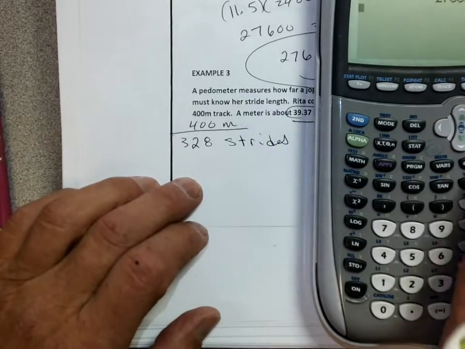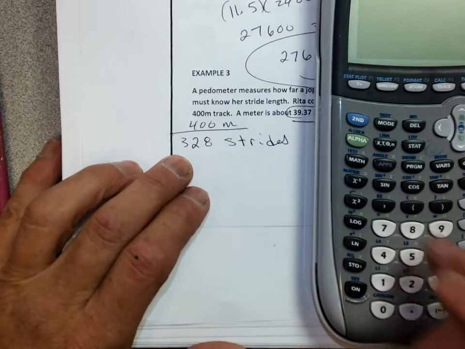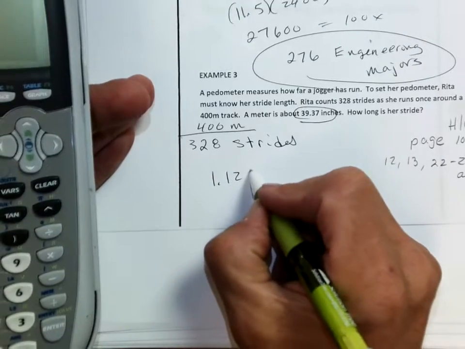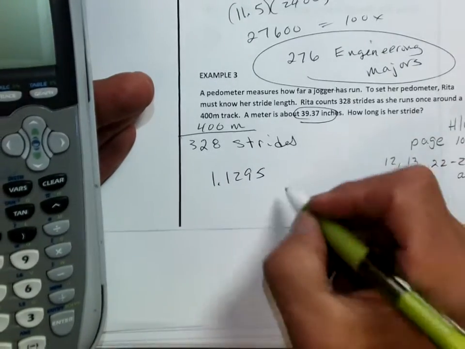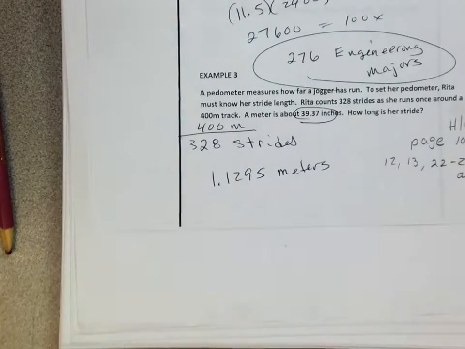So I'm going to, okay, I can do that. I can clear and go 400 divided by the 328, and I get about 1.1295 approximately meters, right? All right, so here's a meter, right? So she's moving pretty fast because she's jogging. She's like Keisha. She knows how to run the 400. Because Keisha, if you're jogging, your stride length will never be that long, right? For the 400, you got to have a good stride length, right? Yes.